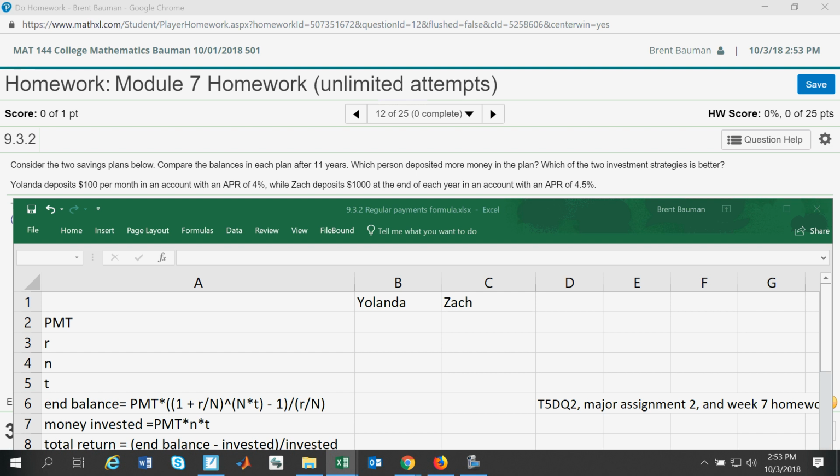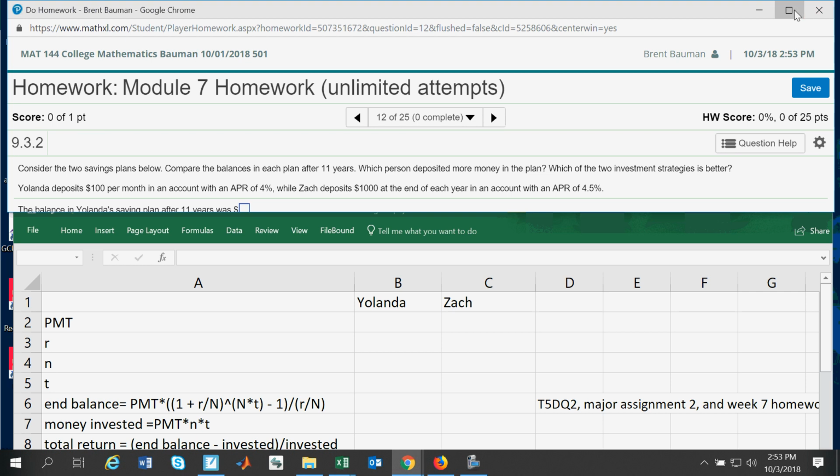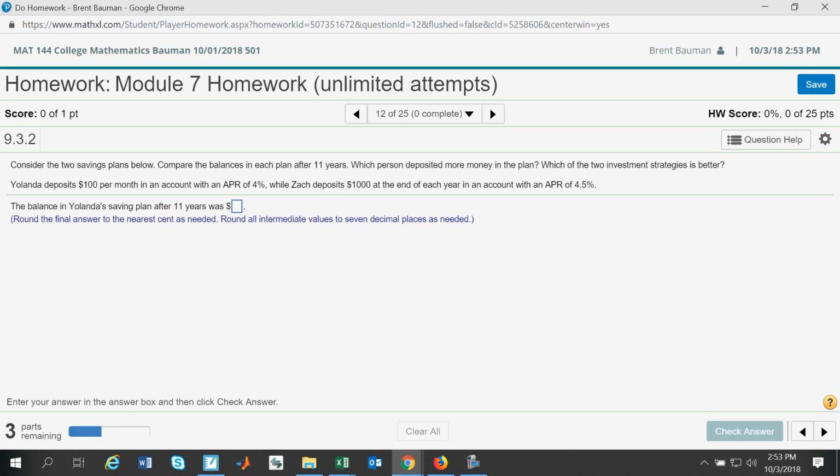And then you're going to also see it in week 7 on your homework. So let me maximize this a little bit. Okay, so this is Module 7 homework, and it's currently question 12. These do change around as we modify the homeworks a little bit. So 9.3.2 is a better reference if you're looking for the exact problem in the homework. So let's try this one.